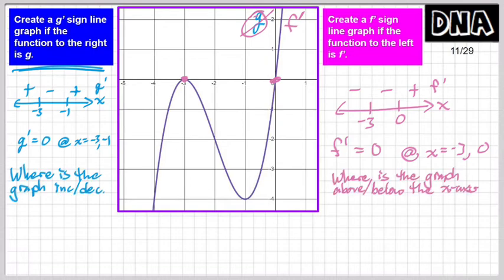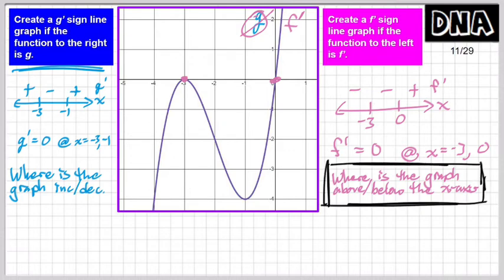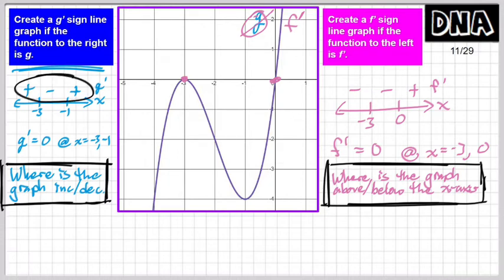These are the main questions here. Okay? The pink one is asking, where are you above or below the x-axis? And the blue one, you're asking yourself, where is the graph increasing or decreasing? And that is what determines your signs. Okay? For the pink one, wherever you're above the x-axis, you're positive. Wherever you're below the x-axis, you're negative. And for the blue one, wherever you're increasing, that's where you're positive. Wherever you're decreasing, that's where you're negative.